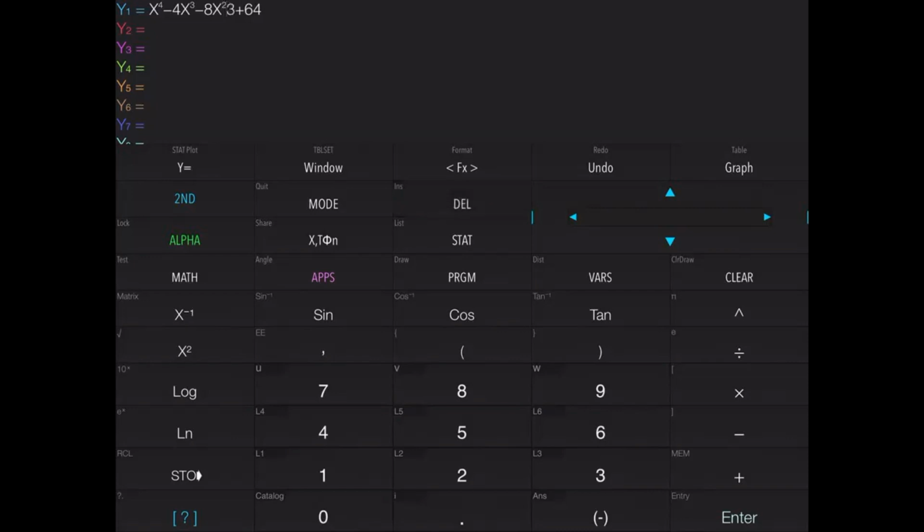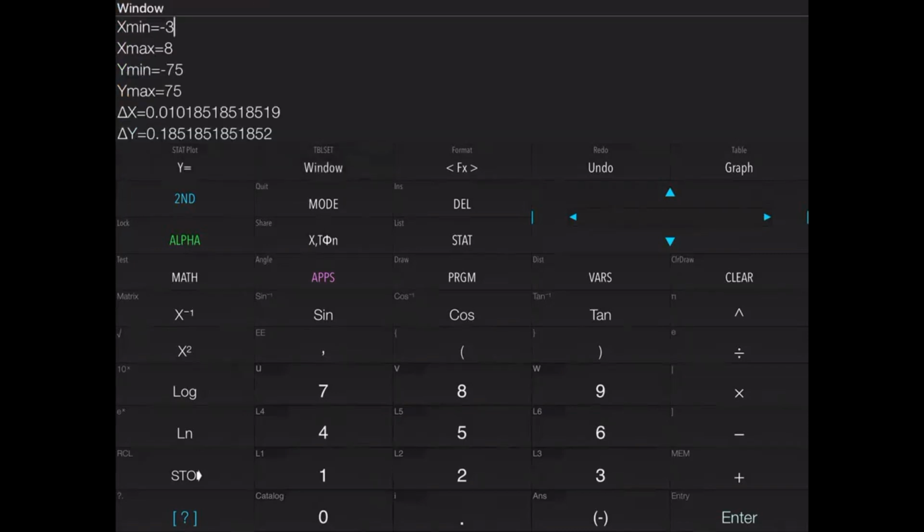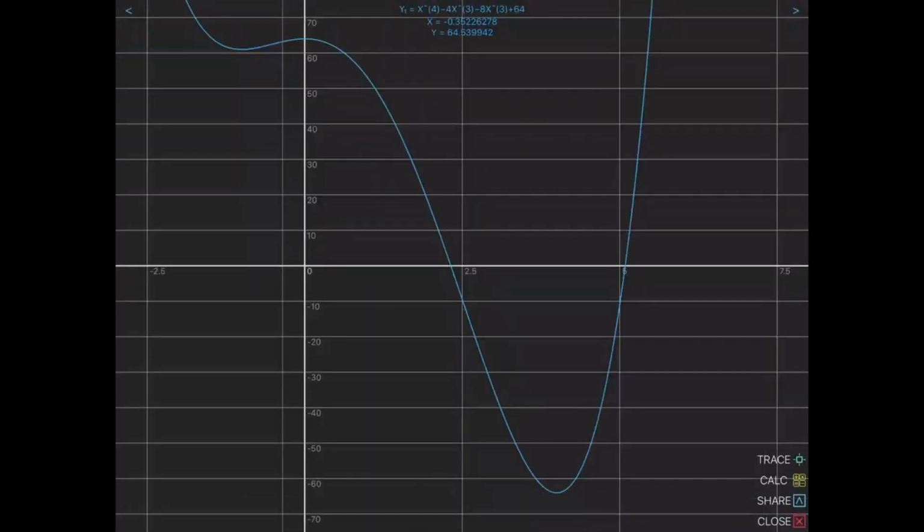I don't know what's going on now. All right, let me double check. X to the fourth minus 4x cubed minus 8x squared plus 64. Now it should be good. All right, so -3, 8, 75. There we go, much better.